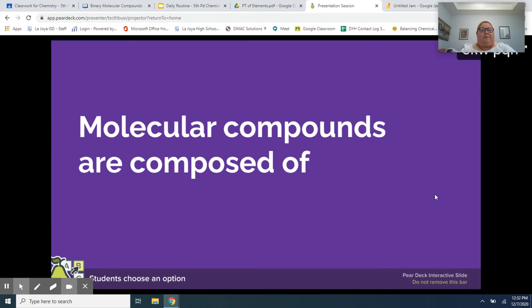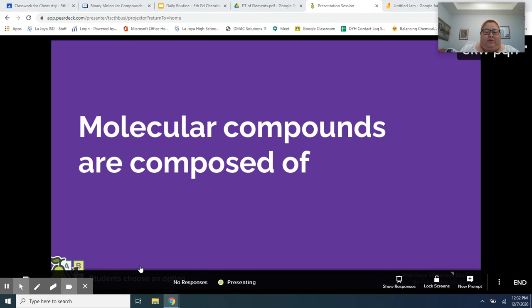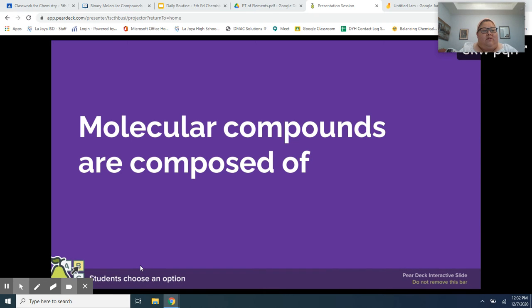All right, second Pear Deck question. What are molecular compounds made up of? Molecular compounds are composed of A, metal plus a nonmetal, or B, nonmetal plus another nonmetal. What would you say, guys? A, metal plus nonmetal, or B, a nonmetal plus another nonmetal?